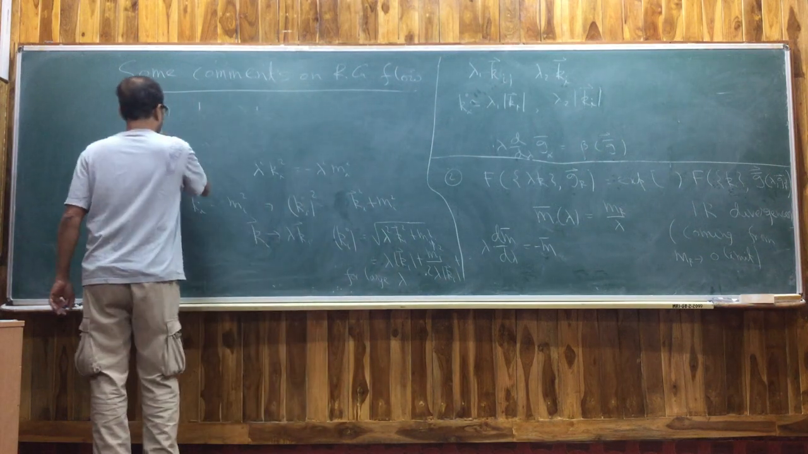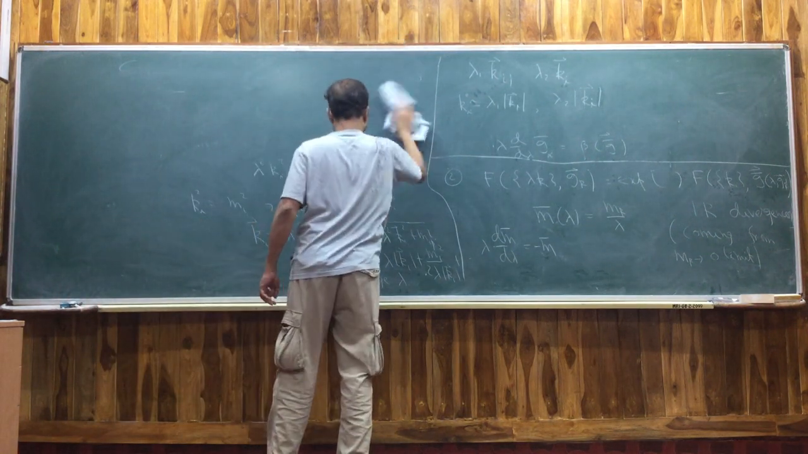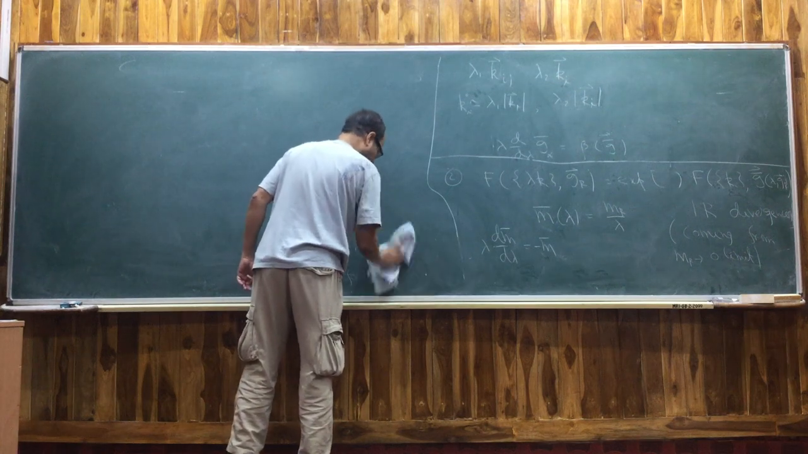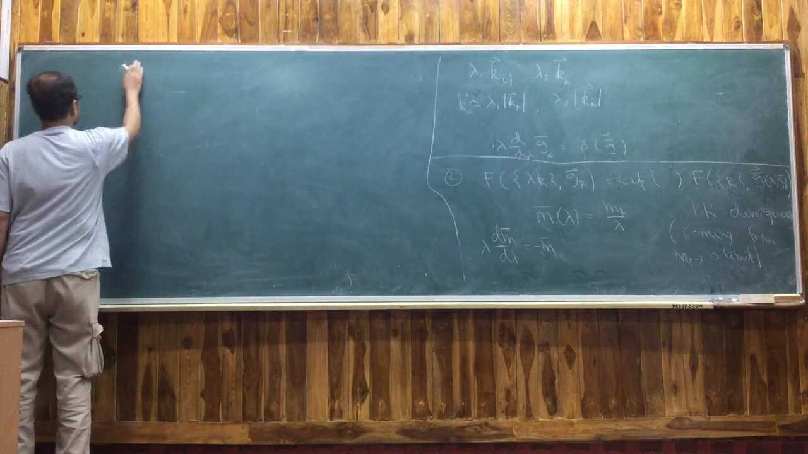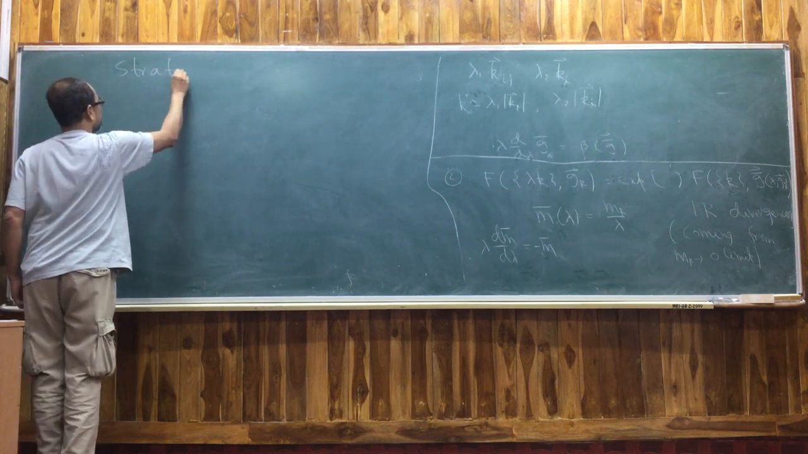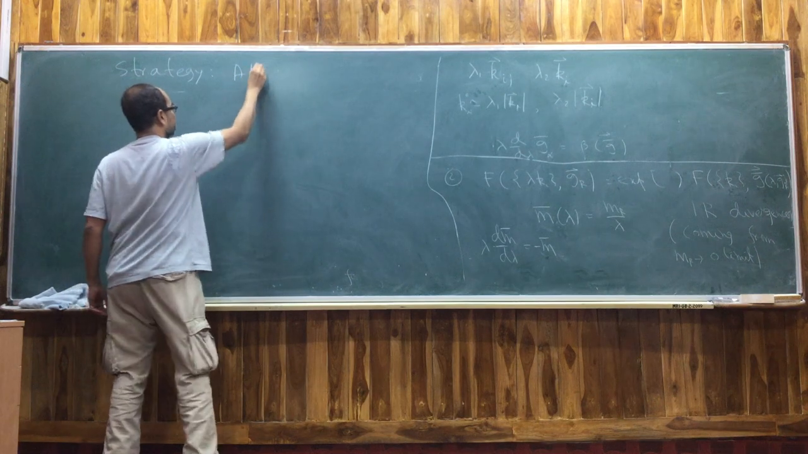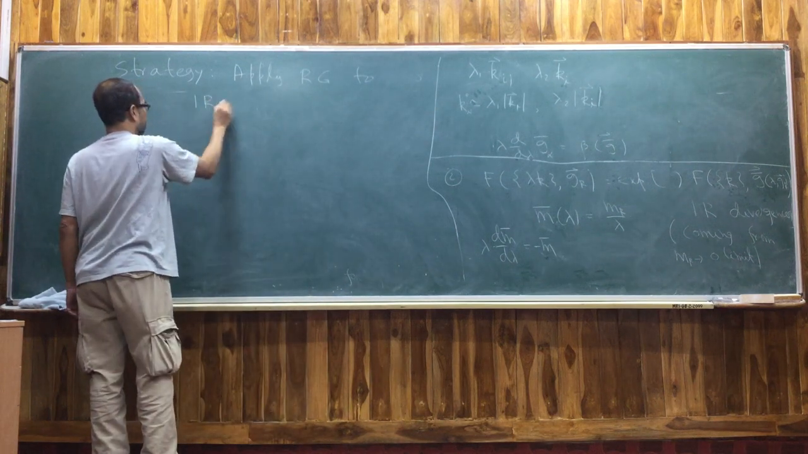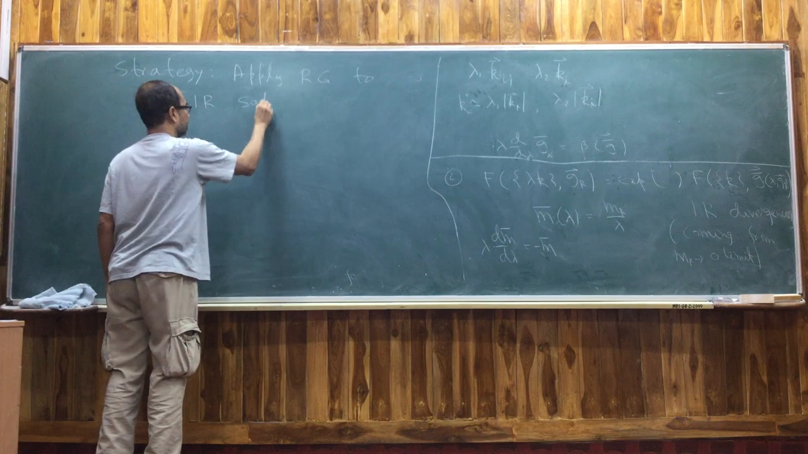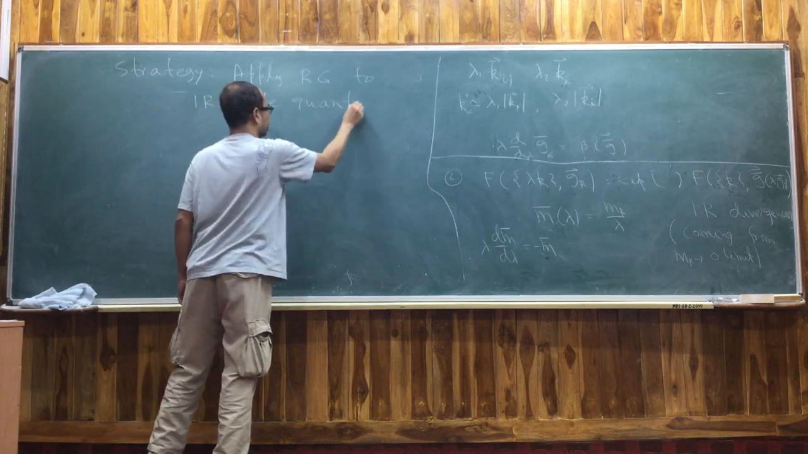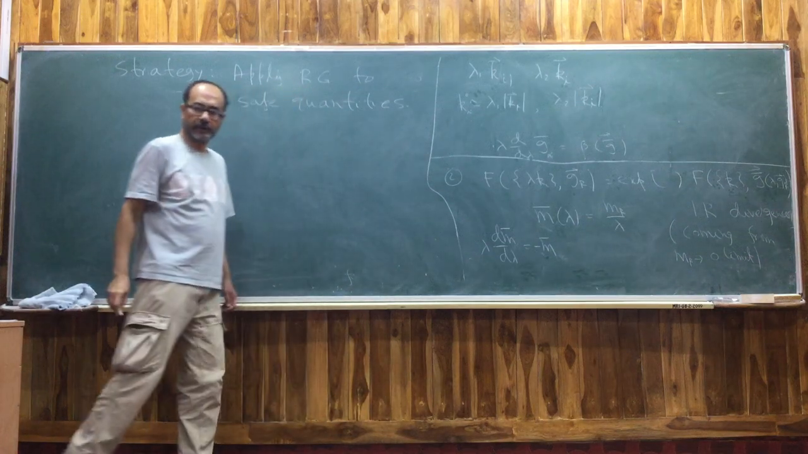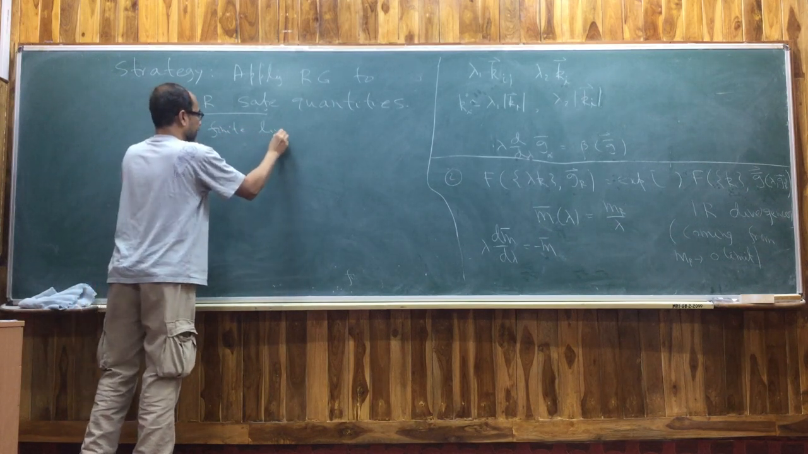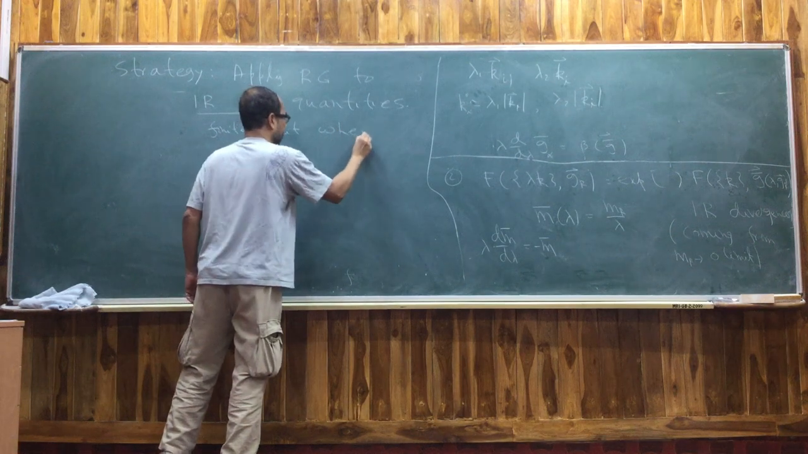So for this reason, when you try to apply RG, at least at high energy, we look for what are called infrared safe quantities. So the strategy is to apply RG to IR safe quantities. IR safe means that this has a finite limit when the masses go to zero.